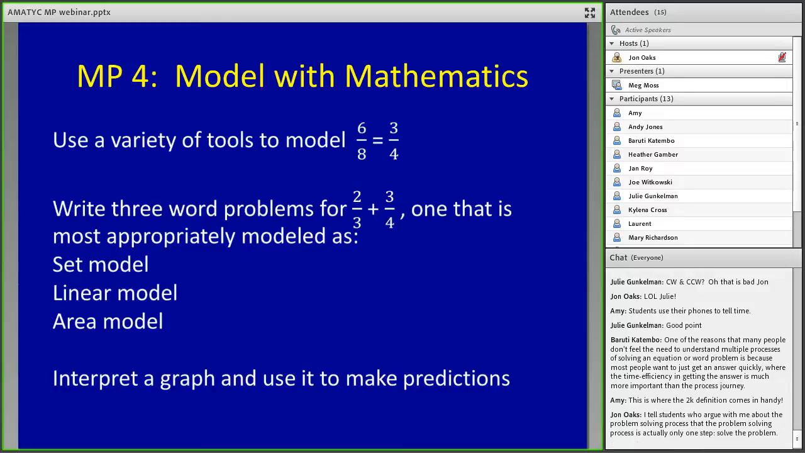A similar one is to write 3 word problems for 2/3 plus 3/4. And I do this for all the operations with fractions. They have to write one that is most appropriately modeled as a set model, another one as a linear model, and another one as an area model. And it's interesting, some students will write the problem and then model it. Some students will model it and then write a problem that matches it. It's fascinating to watch that. And there are lots of great misconceptions that come up when they're writing these. It can really be clarified.